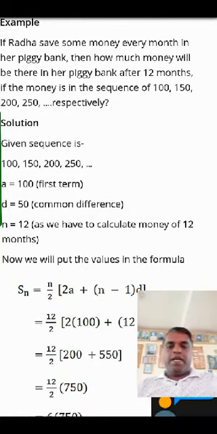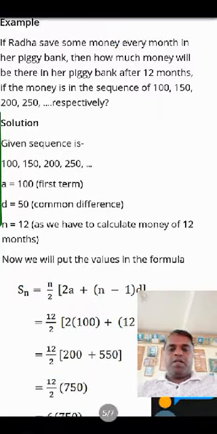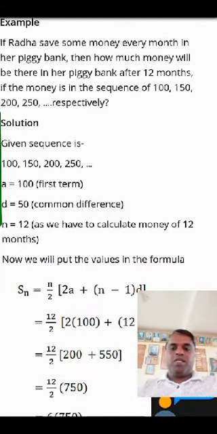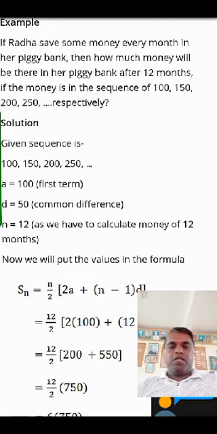Then what is a? a is the first term, 100. What is the common difference? Second term minus first term, that is 50. What is n? Number of terms. They have given 12 months, that is 12.